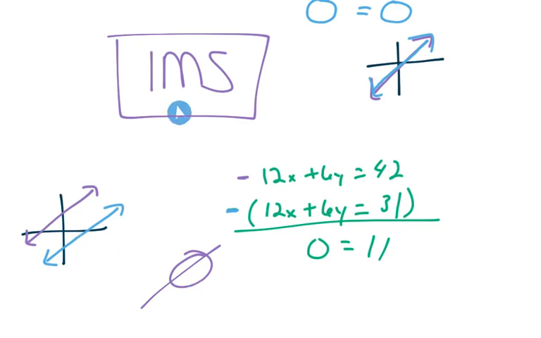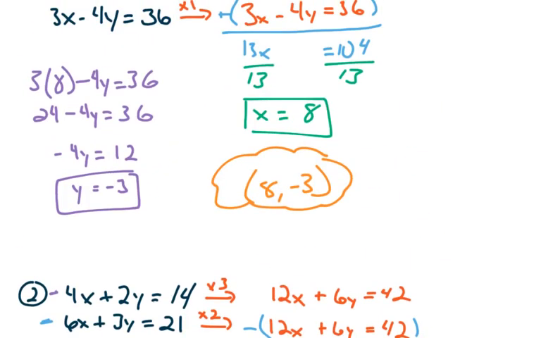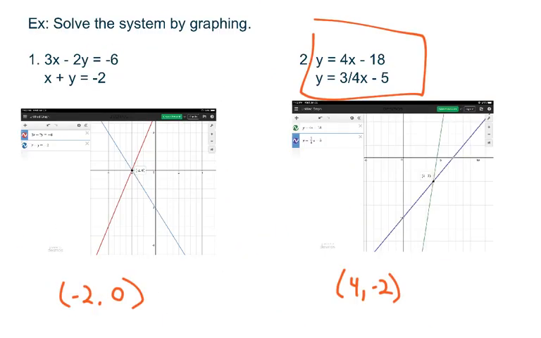If it's infinitely many solutions, then it's the same line. If we have a solution like 8, -3, then it looks like those two examples from the beginning where the lines definitely cross in one place, and there's our answer.